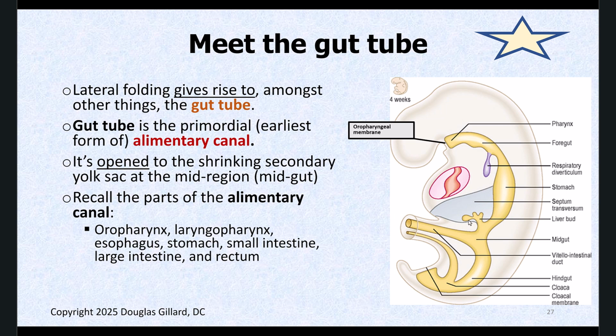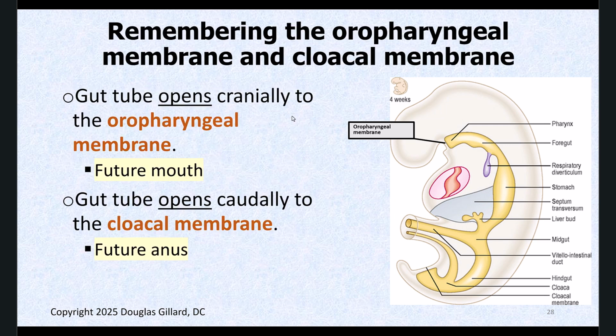But anyway, yeah. Remember the oropharyngeal membrane? Look where that's lining up with. That's going to be the mouth. Remember the hindgut or the cloacal membrane? That's lining up with the anus and the rectum that will form. See how this stuff is kind of coming together?